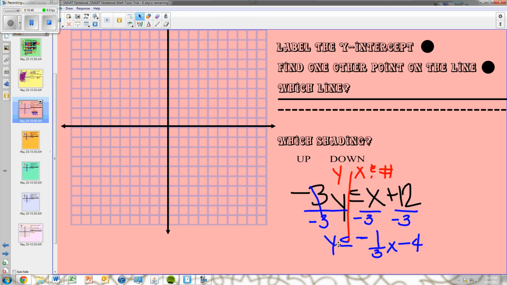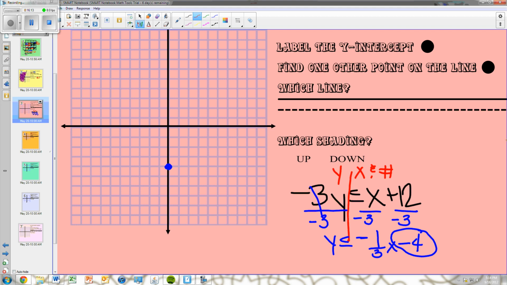Y is less than or equal to -1/3 x minus 4. So when I graph that, the first thing I'm going to do, it tells me right here, is to label my y-intercept. That's always the first thing we do. My y-intercept is the number by itself. In this case, it is -4. So I'm going to go down 1, 2, 3, 4. And this is going to be my y-intercept right here.